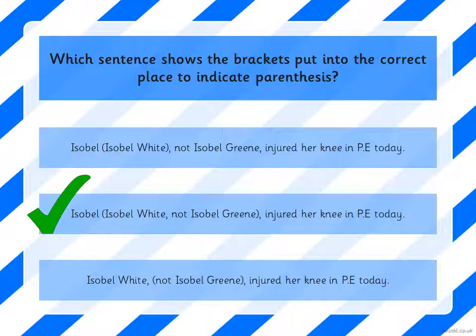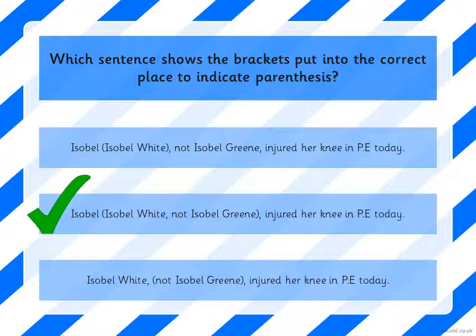Isabel (White, not Isabel Green) injured her knee in PE today. So if I was to take those brackets out again, I would have Isabel injured her knee in PE today, which is a main clause and makes sense on its own. So the Isabel White, not Isabel Green section in our brackets does not make sense on its own, and it gives me extra information.